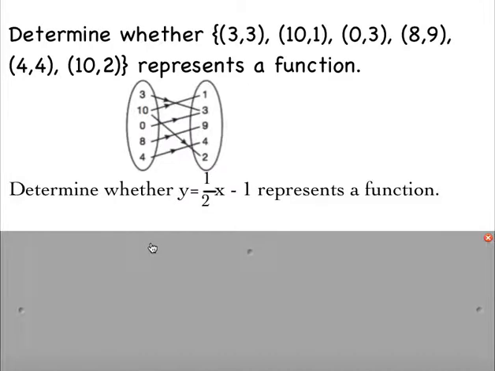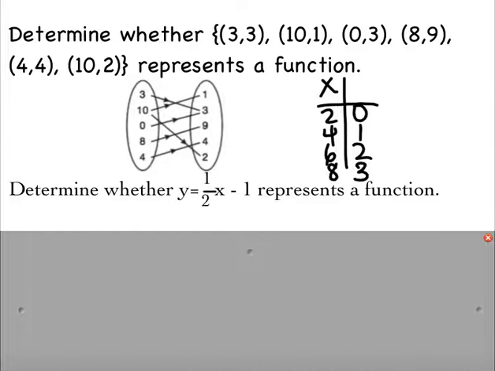Determine whether y equals 1/2 x minus 1 represents a function. Well, we could go through and work through a table. Maybe we say, all right, if I have x values of 2, 4, 6, and 8, I plug them in. 2 times 1/2 is 1, minus 1 is 0. 4 times 1/2 is 2 minus 1, which is 1. 6 times 1/2 is 3 minus 1. And 8 times 1/2 is 4 minus 1, so we get 3.